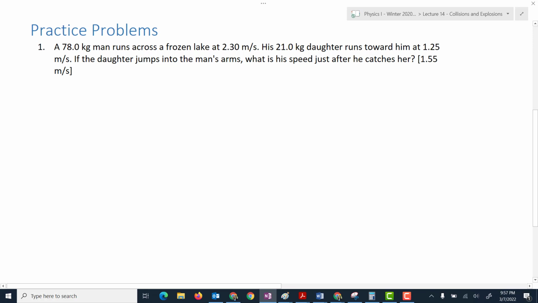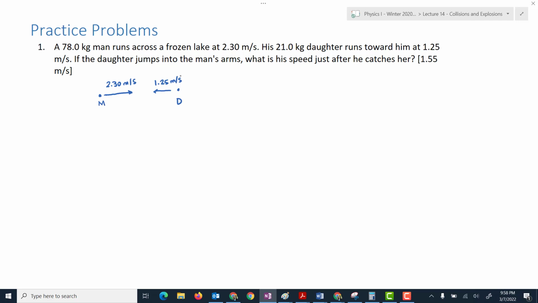Let's just visualize this in our head. Let's say this little dot is the man, and he's running across the frozen lake to the right at 2.3 meters per second. And then his daughter runs towards him. She is over here, running towards him at a speed of 1.25 meters per second. The daughter jumps into his arms. What is his speed just after he catches her? Now they're connected to each other. She's in his arms, and they're sliding or moving together.